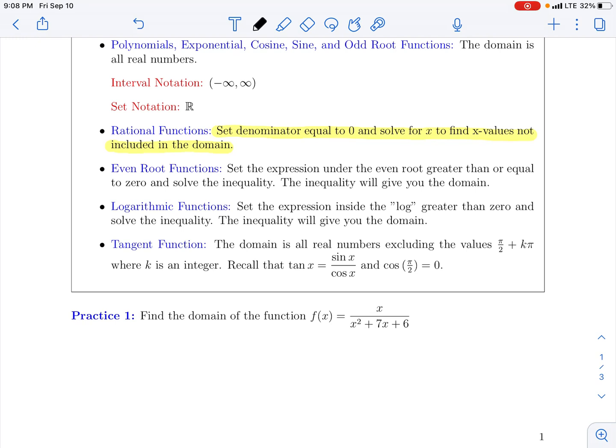Okay, and then we also have that for even root functions. What I'm going to do is set the expression under the even root greater than or equal to 0 and solve the inequality.